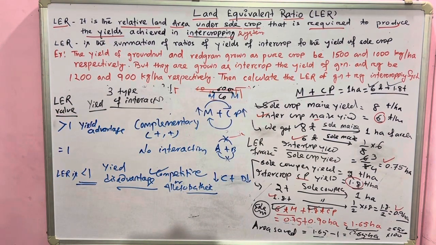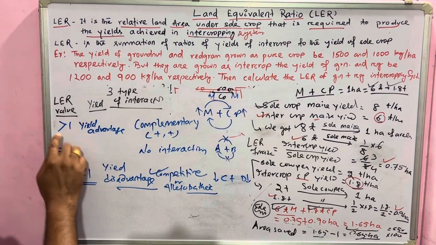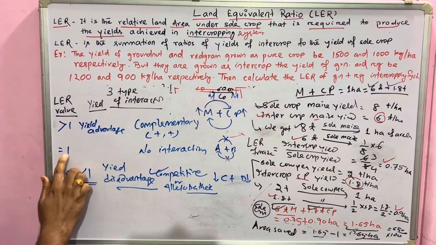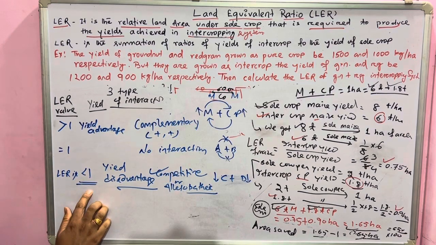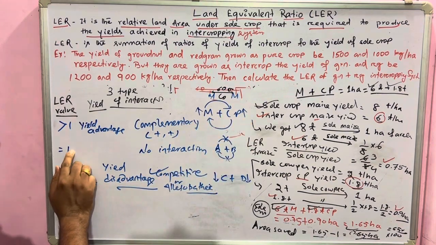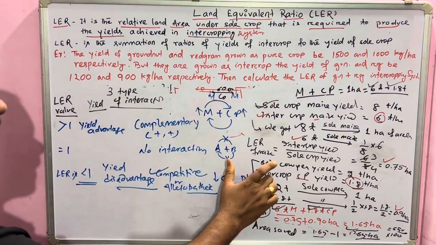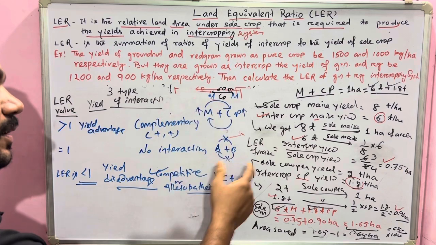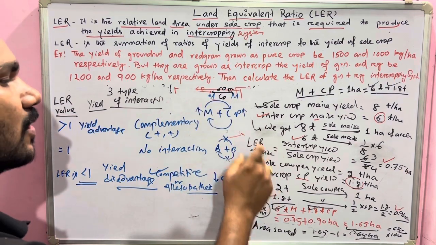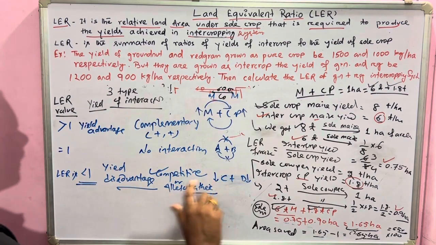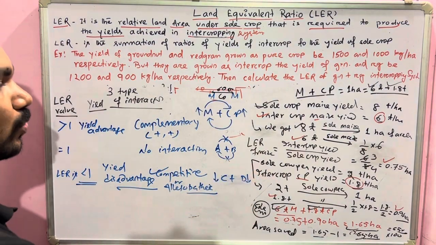This is the most asked question in entrance examinations: what is the meaning of LER more than 1, LER less than 1, and LER equal to 1? More than 1 is complementary, both help each other. Equal to 1 means no interaction; that means whatever the yield you get from sole crop, that much area is required to get the same yield in intercrop. Less than 1 means there will be competitive interaction between the two.